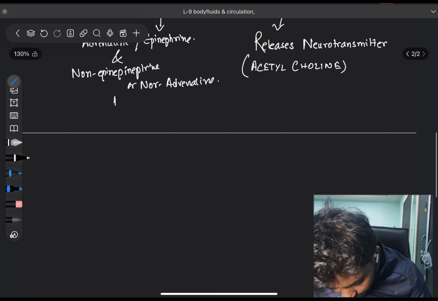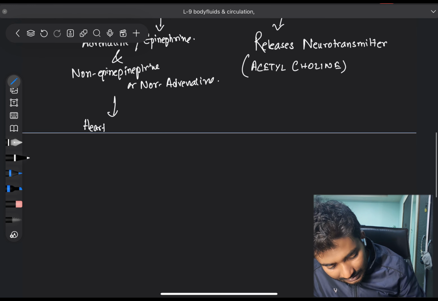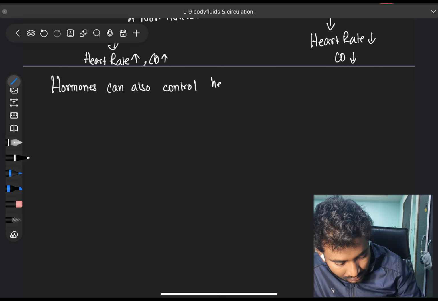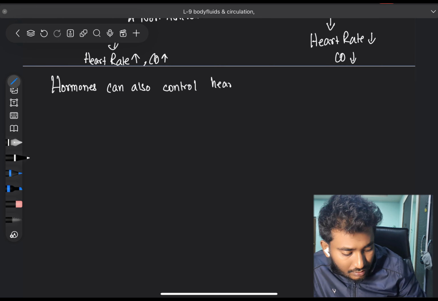Now heart rate increases, cardiac output increases. And in case of parasympathetic, heart rate decreases, cardiac output decreases. Now come to the next part. Hormones can also control heart rate, thus the cardiac output.